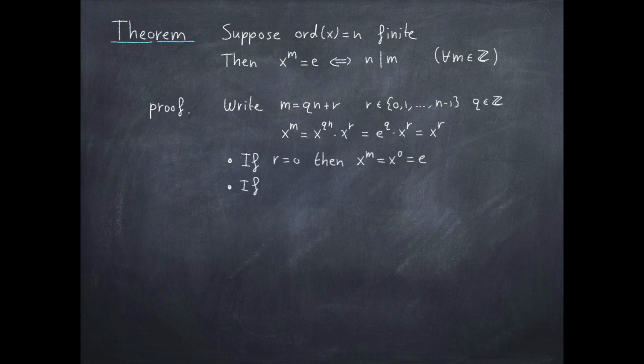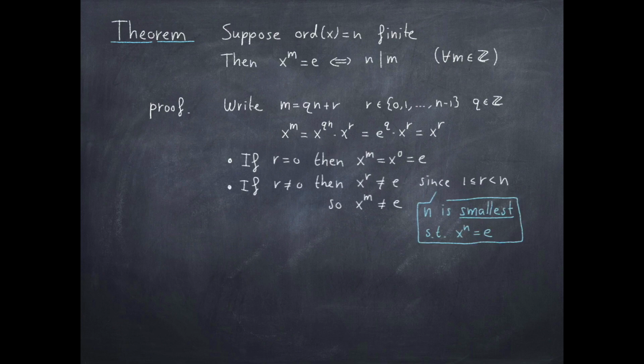We now consider two cases. If the order of x divides m, that is r is equal to 0, then x to the power m is equal to x to the power 0, which is indeed the identity element. If the order of x does not divide m, that is r is not equal to 0, then x to the power r cannot be the identity element. Indeed, r is a positive integer that is strictly smaller than the order of x, so x to the power r cannot be equal to the identity element. So in that case, also x to the power m is not equal to the identity element.